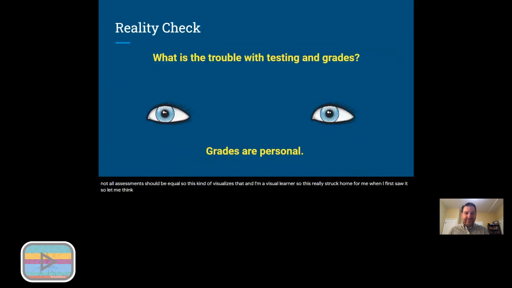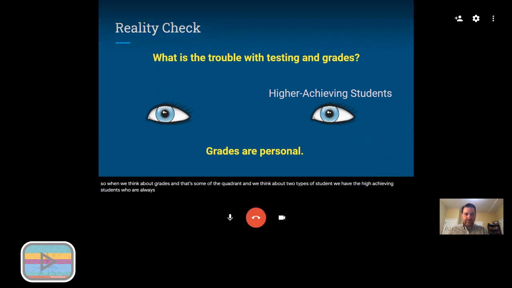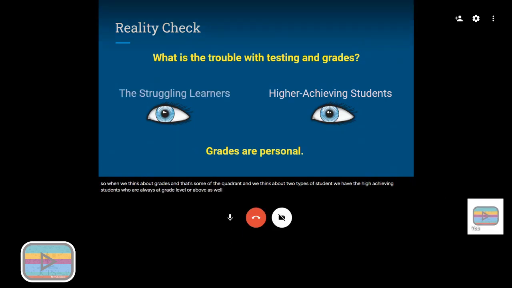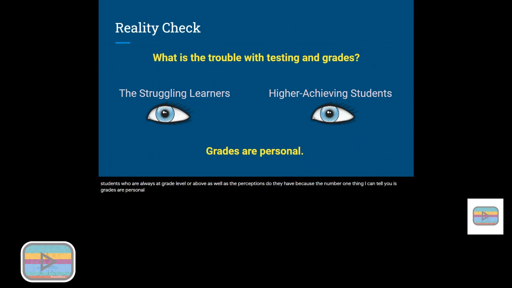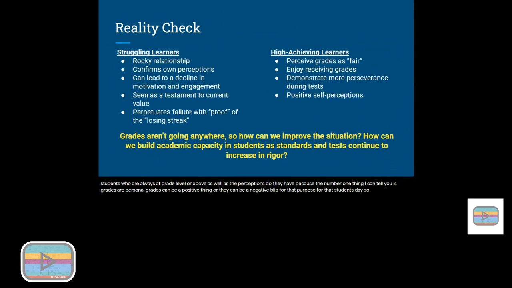So when we think about grades in that summative quadrant, and we think about 2 types of student, we have the high achieving students who are always at grade level or above, as well as the struggling learners. What perceptions do they have? Because the number one thing I can tell you is grades are personal. Grades can be a positive thing or they can be a negative blip for that student's day. So when we think about the struggling learner and the high achieving learner, there are extreme differences.